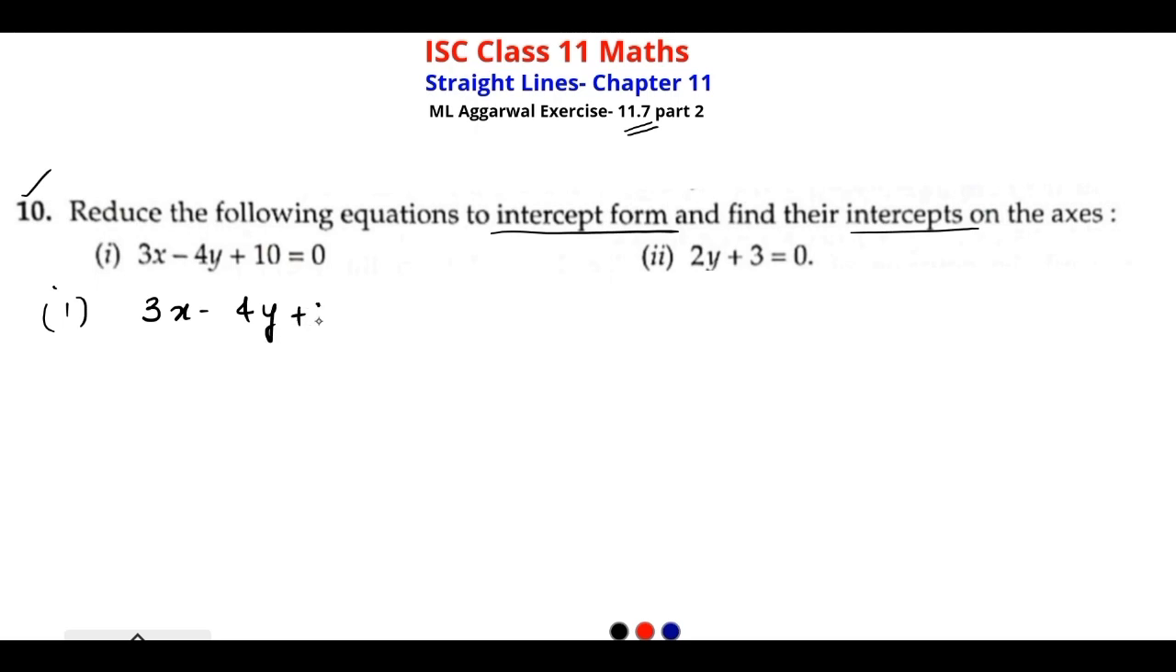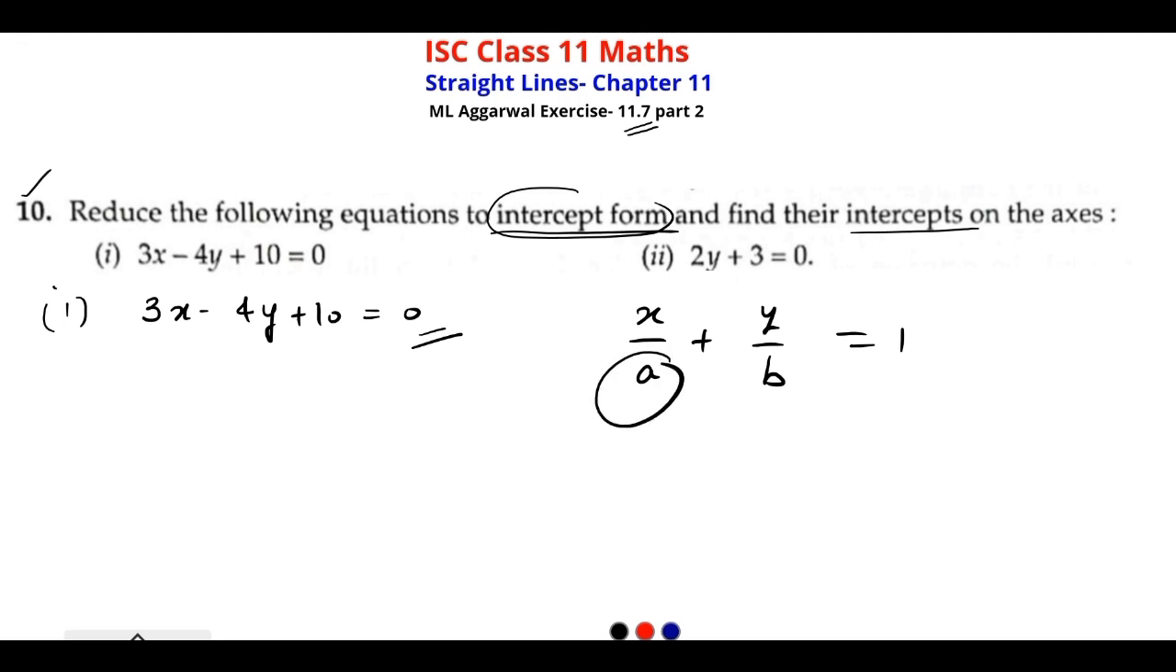minus 4y plus 10 is equal to 0. It is an equation of a straight line in general form and we have to change this equation into intercept form. Intercept form of a line is x upon a plus y upon b is equal to 1. Here a is the x-intercept and b is the y-intercept. Look at this form. We have constant term 1 on the right hand side.